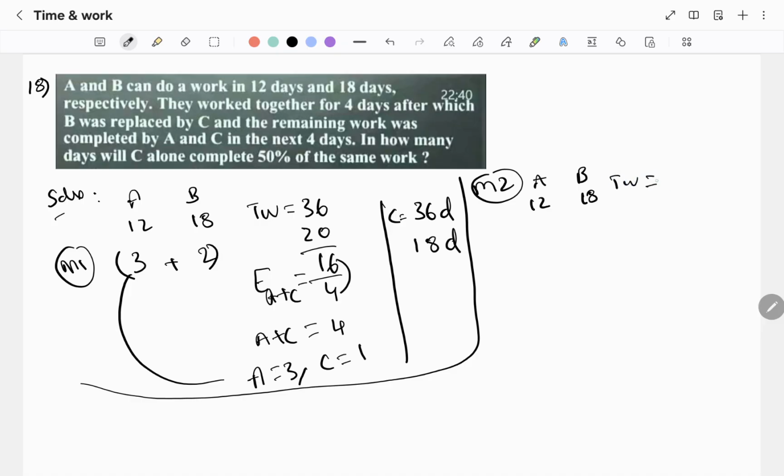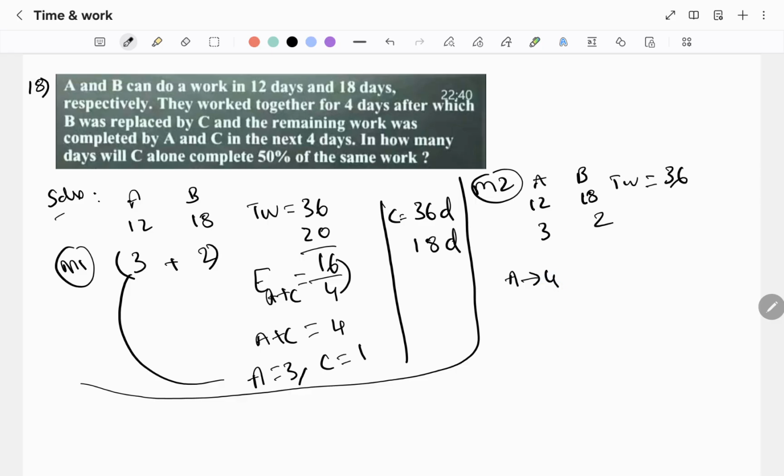Total work is equal to 36, and the efficiencies will be 3 and 2. Okay, that is fine. See, if you say that they worked together for 4 days, means now A and B together worked for 4 days, but A worked for how many days? 4 days.